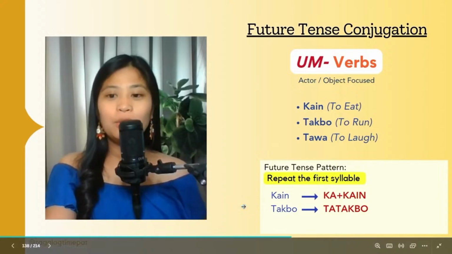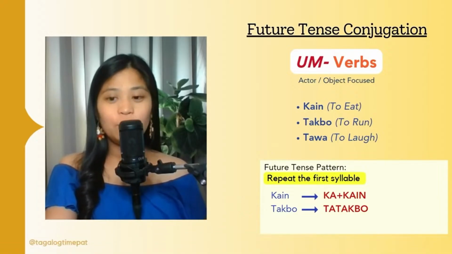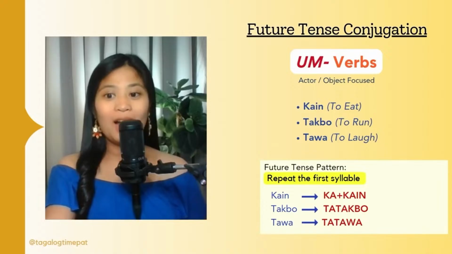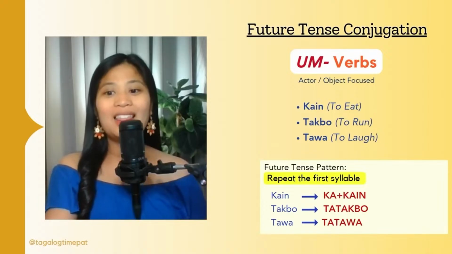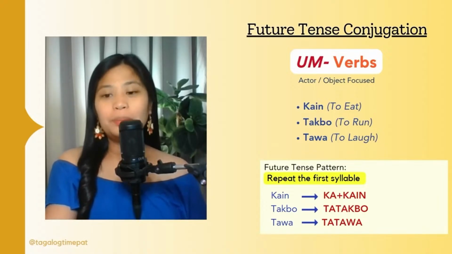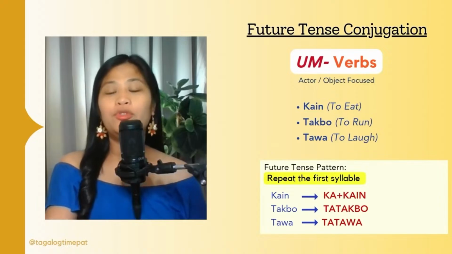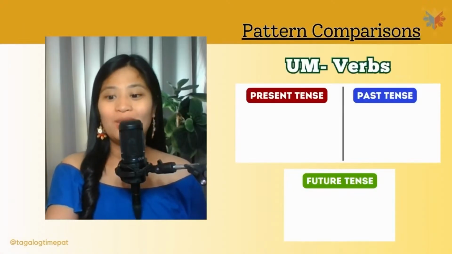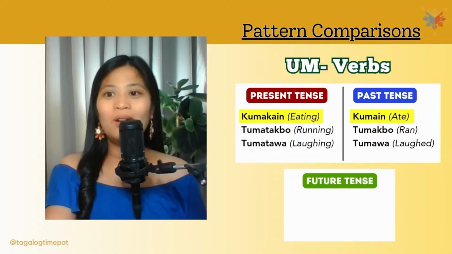You give it a try. What do you think tawa, to laugh, will be in the future tense? All right, tawa will be tatawa. Tatawa sila, they will laugh. So you're just repeating the first syllable for the future tense conjugation of um verbs. Very interesting. They just dropped the um altogether.